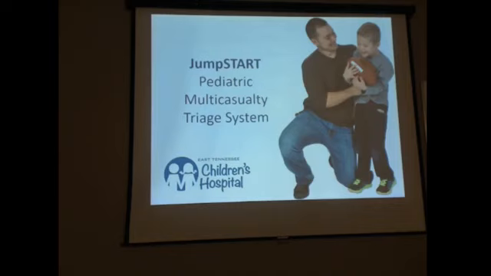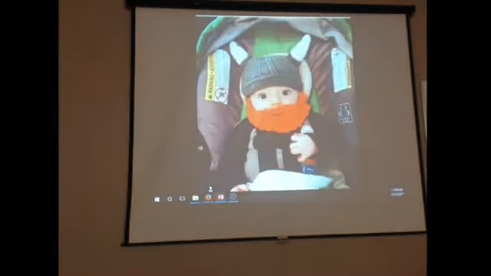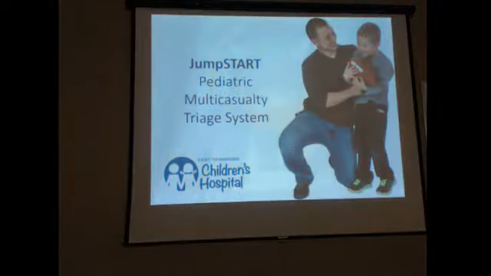So we're going to go through mass casualty triage in reference to kids, because it's not the same as with adults. We will, however, run through START really fast, simply because understanding START is the beginning for understanding JumpSTART.